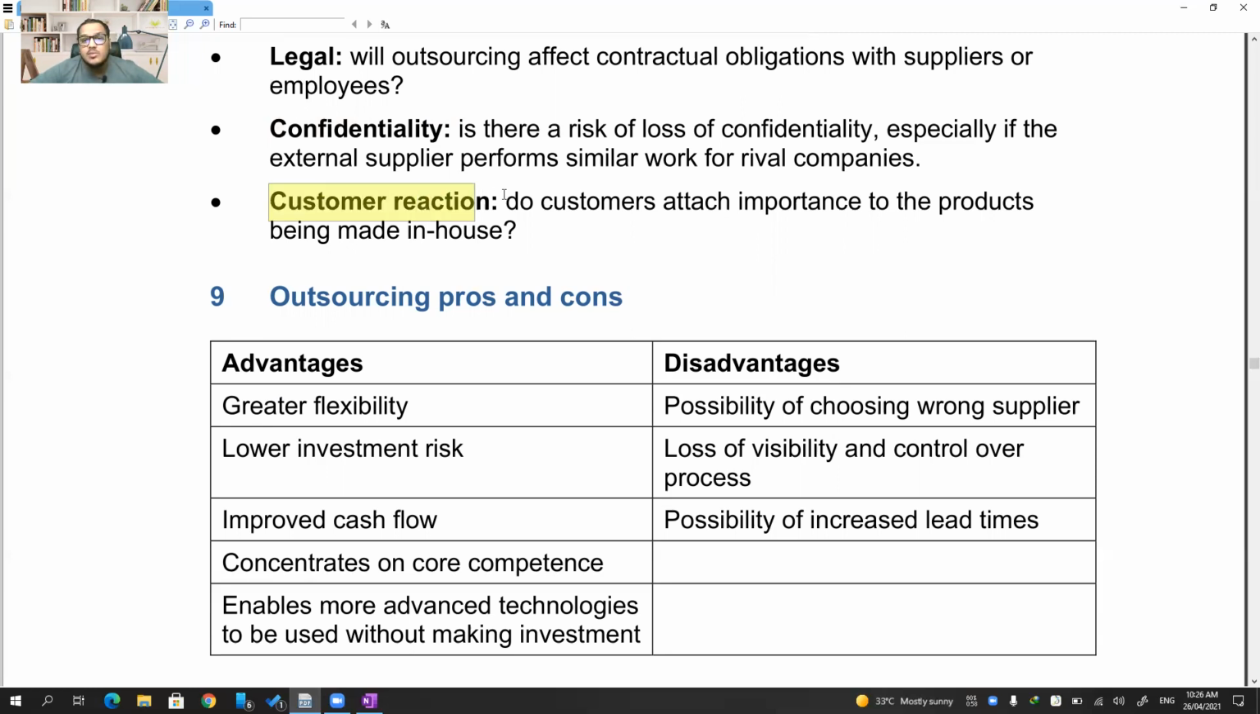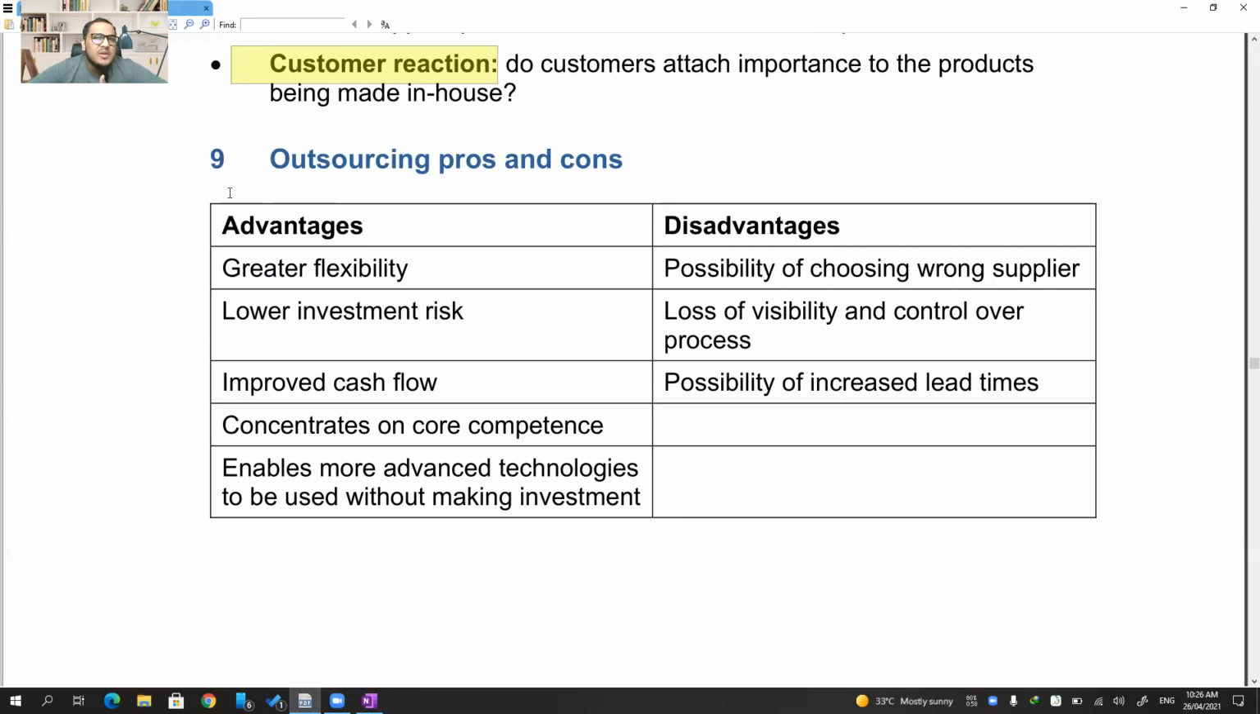Customer reaction. We never know how the customer will react if we are purchasing from outside rather than producing that in-house. Sometimes they feel that, okay, this guy is not giving me importance. That is why he's buying my product from outside rather than doing it himself. That problem will be there.